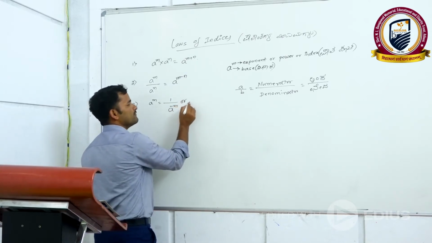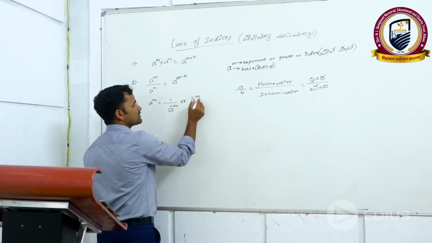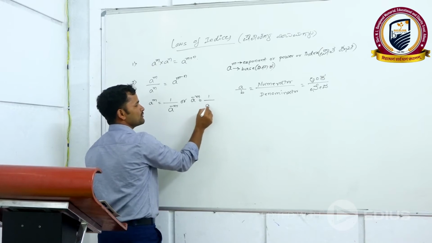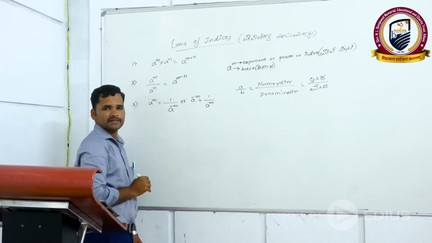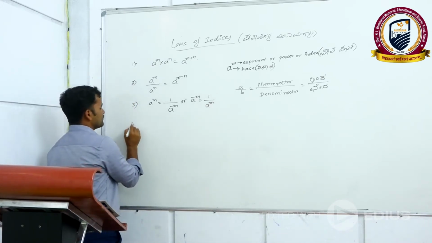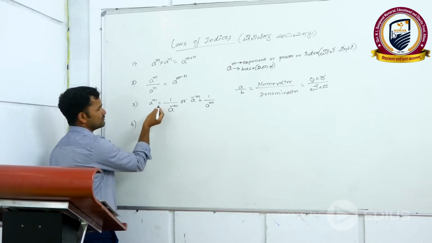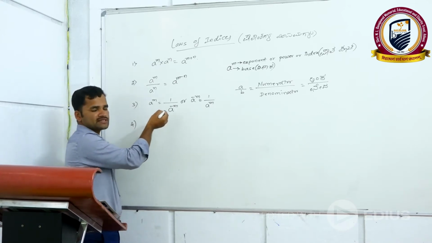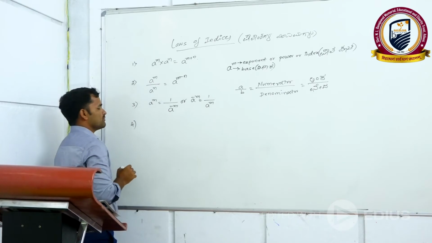So you can have a to the power minus m is equal to 1 by a to the power m. Fourth law, in the same way, a to the power of minus 1 can be written as 1 by a.